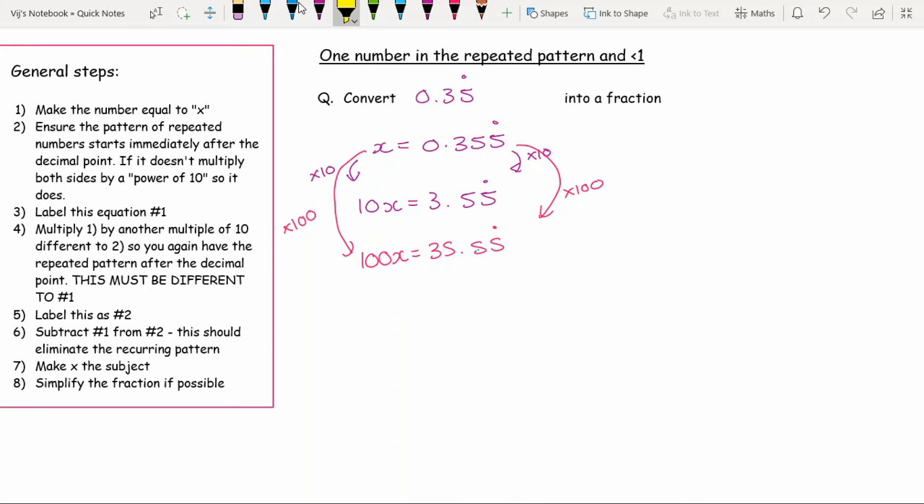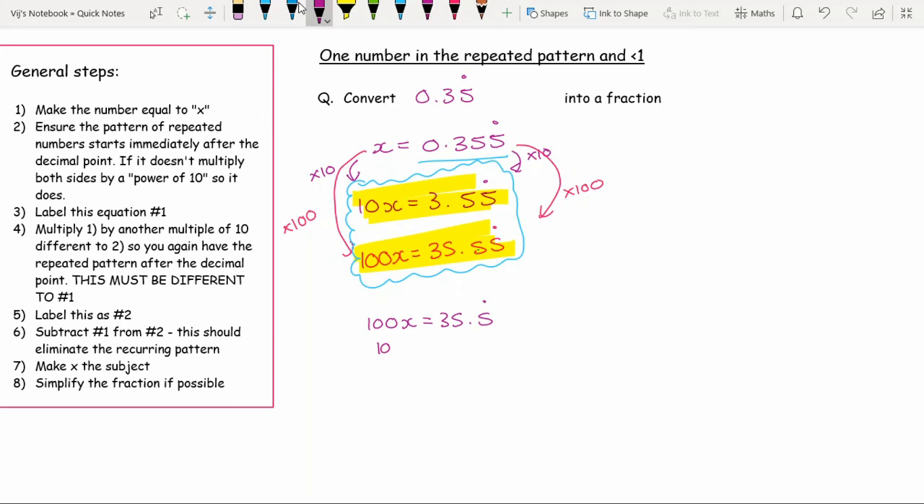Now from this you can see that in this equation and this one, the repeated pattern, which is a 5, starts straight after the decimal point, whereas in the original one it didn't, it started with a 3. So I'm not going to use the original number to get my fraction, I'm going to use these two instead. If I write them out again, I've got 100x equals 35.5 recurring, and 10x equals 3.5 recurring, and I'm going to take those two equations away.